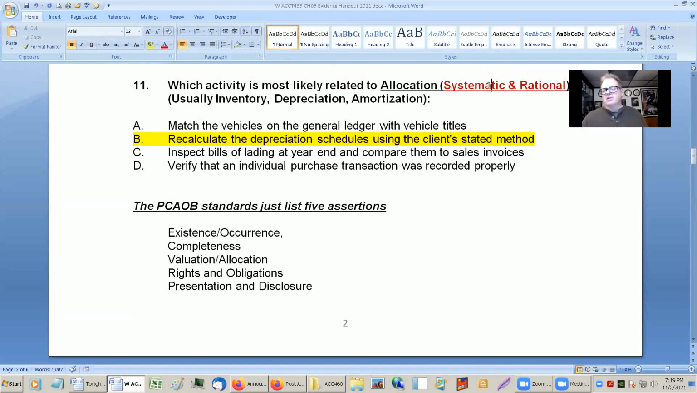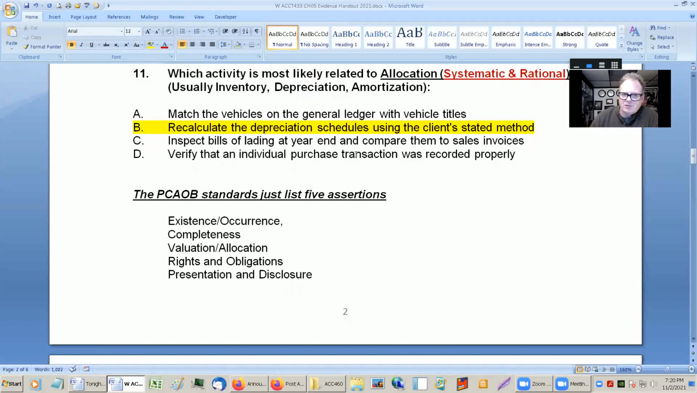Okay, so systematic and rational. Systematic means it's repeatable with the same result. If you do depreciation straight line for 10 years, you get the same result as if I do it straight line for 10 years. It'll be the same thing. And rational just means does it make sense. So anytime you have an allocation, whether it's for inventory, depreciation, amortization, those are the criteria. It's systematic and it's rational.